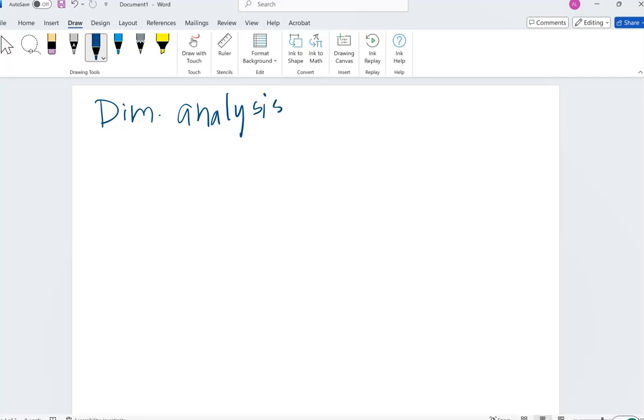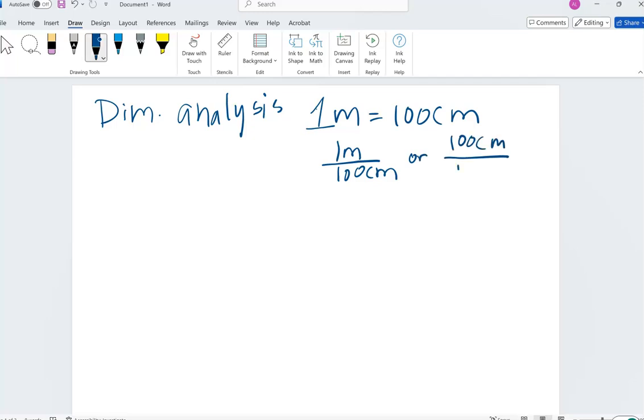So dimensional analysis is the process by which we convert from one unit to another using conversion factors. A conversion factor comes from an equality. For instance, 1 meter is equal to 100 centimeters. So that's an equality, and I can put that into 2 conversion factors. I could say 1 meter is the same as 100 centimeters, or I could say 100 centimeters is equal to 1 meter.